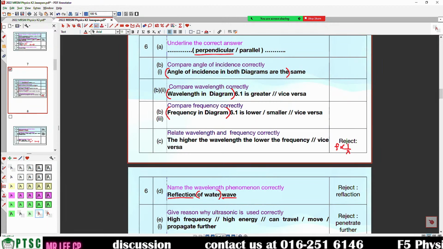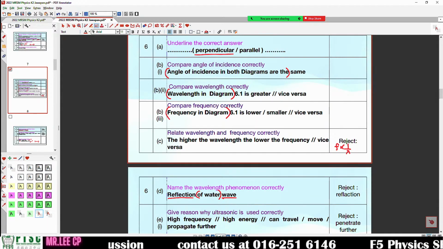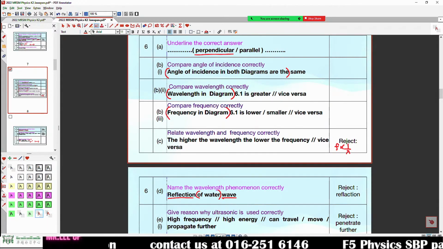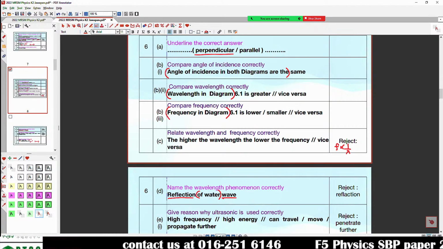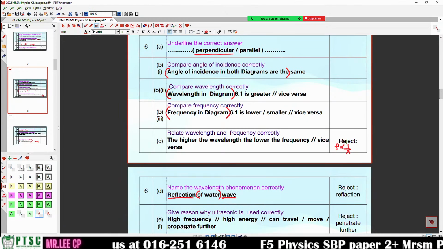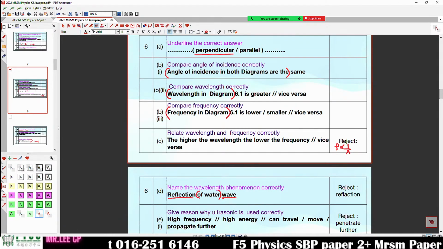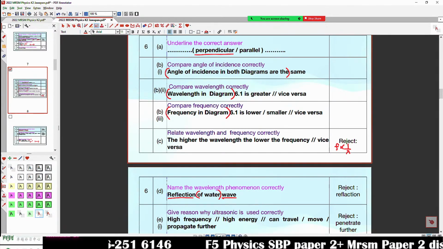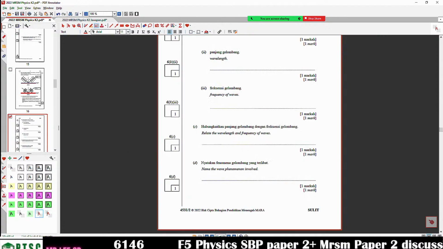Right, reject directly proportional or inversely proportional. As I told you, you write f is inversely proportional to wavelength. I know it is correct, but they will mark you wrong. Why? Because you don't have graph. How do you know it is inversely? I just know this one high, this one low, right?